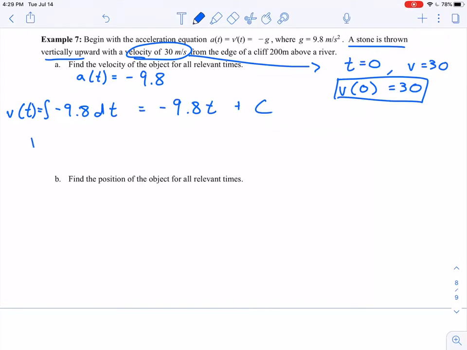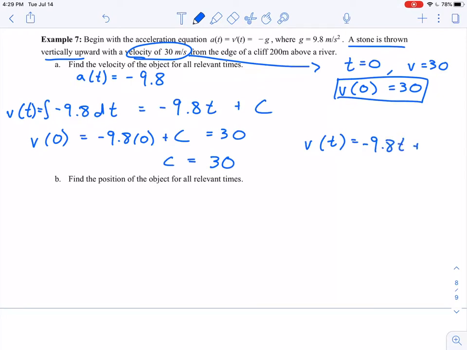So let's see, v of 0, this is negative 9.8 times 0 plus c is equal to 30, which means that c is equal to 30. So my velocity function is negative 9.8t plus 30. Here is my velocity function. So, okay, cool. I've answered part A. I have my velocity function.